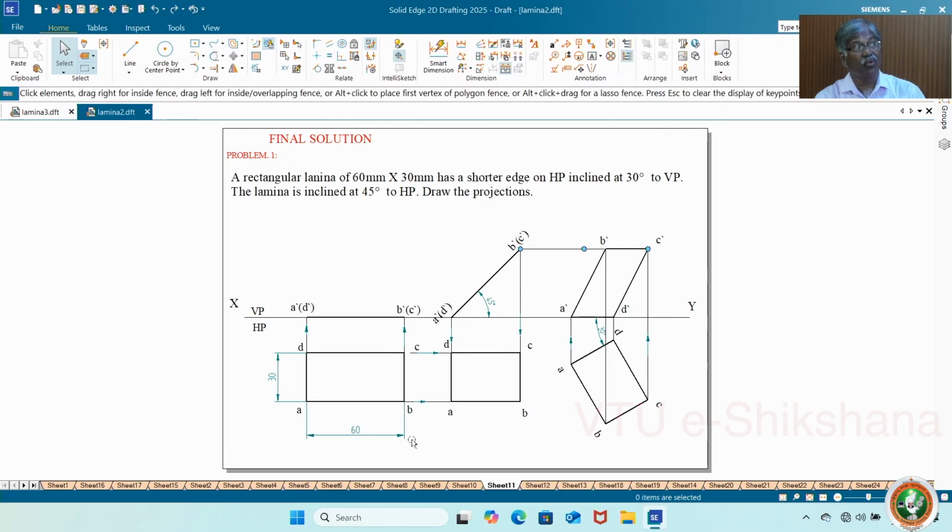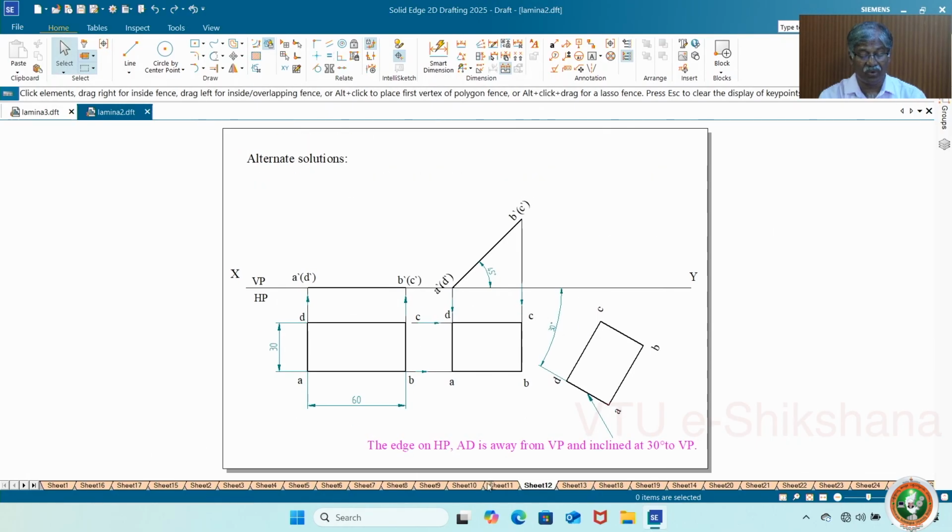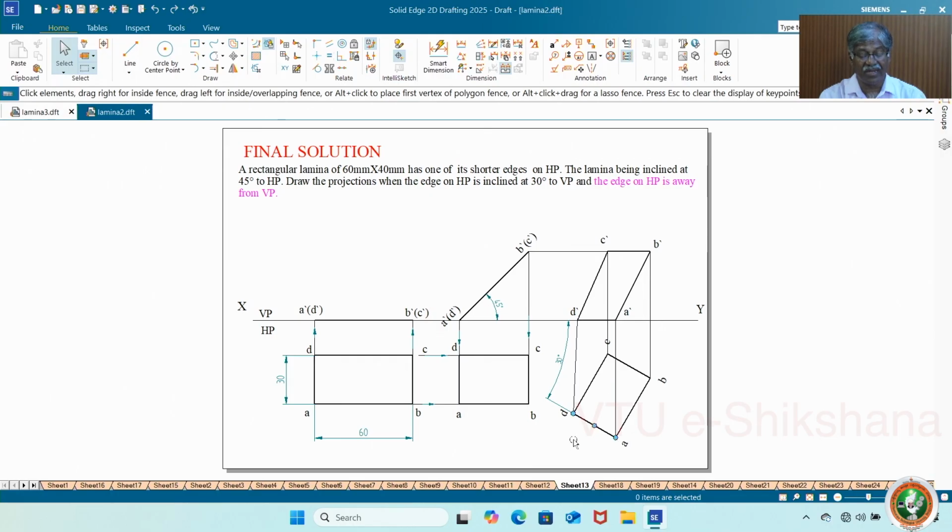Now I told you, you try with longer edge. Okay, before that let me try. If this AD is away from observer, or nearer to VP, or if it is away from VP or near to observer, that type of question will come sometimes. In that case, what you have to do is, you have to rotate here. Instead of AD nearer, you take it away from it. So you take it a little away and then do it. Okay, this is how you maintain.